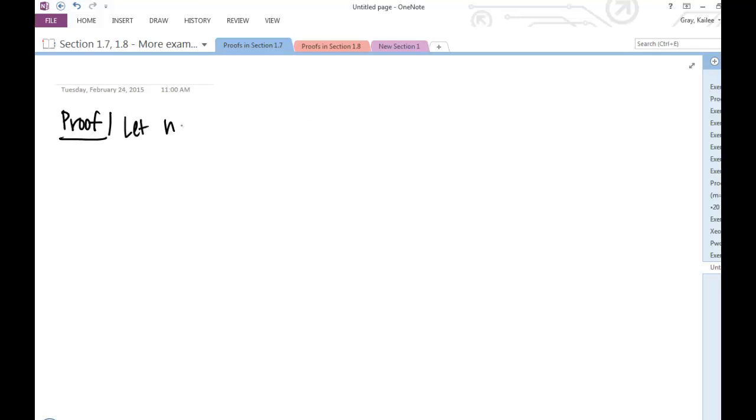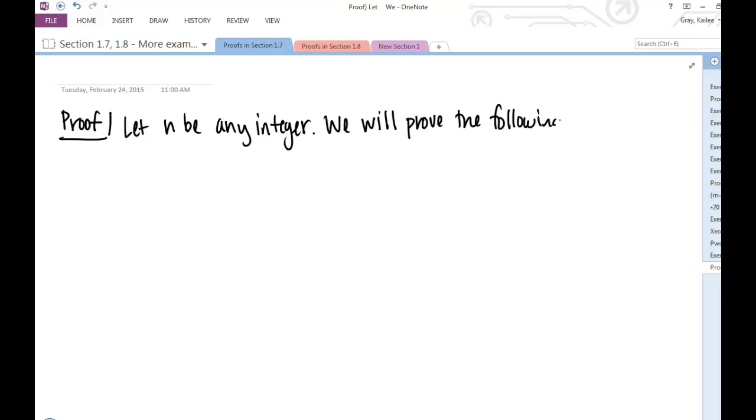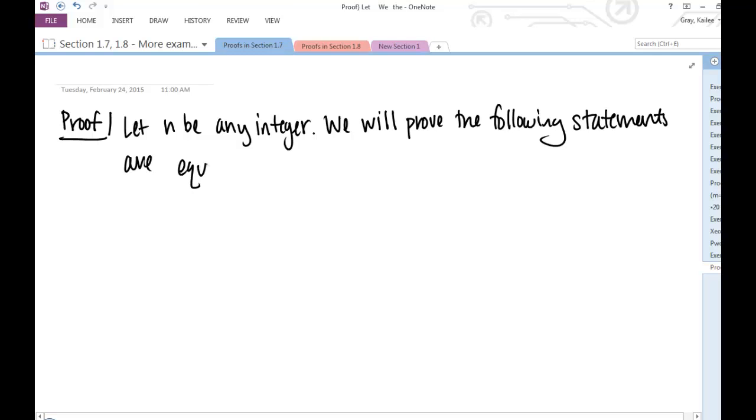Let n be any integer and we will prove the following statements are equivalent. And then I'll just list those 4 statements that we talked about.